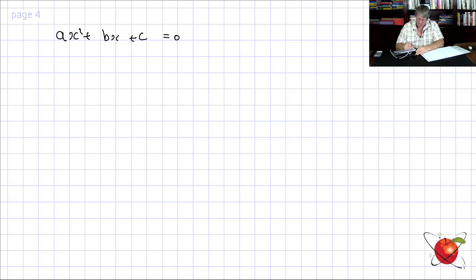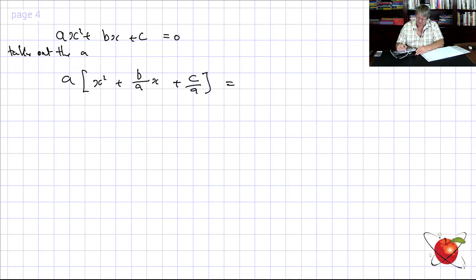Step 1 was factorize, take out the a. Therefore, a is going to be equal to x squared plus b over a x plus c over a equal to 0. Okay? That's cool so far. Now, divide by a. Get rid of it. So we've got x squared plus b over a x plus c over a equals 0. So the coefficient is now gone.